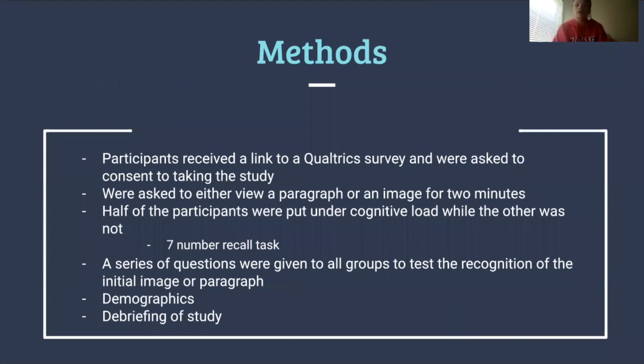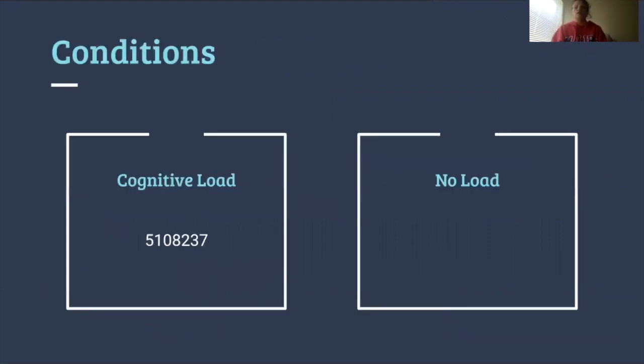So in terms of the methods, again, half of the participants were put under cognitive load while the other half were not. So this included a 7-number recall task, which in terms of cognitive load, that's kind of a typical cognitive load task. So in the next slide, you could see the cognitive load number task that we gave to our participants. So half of them were given this 7-digit number. It was 5108237.